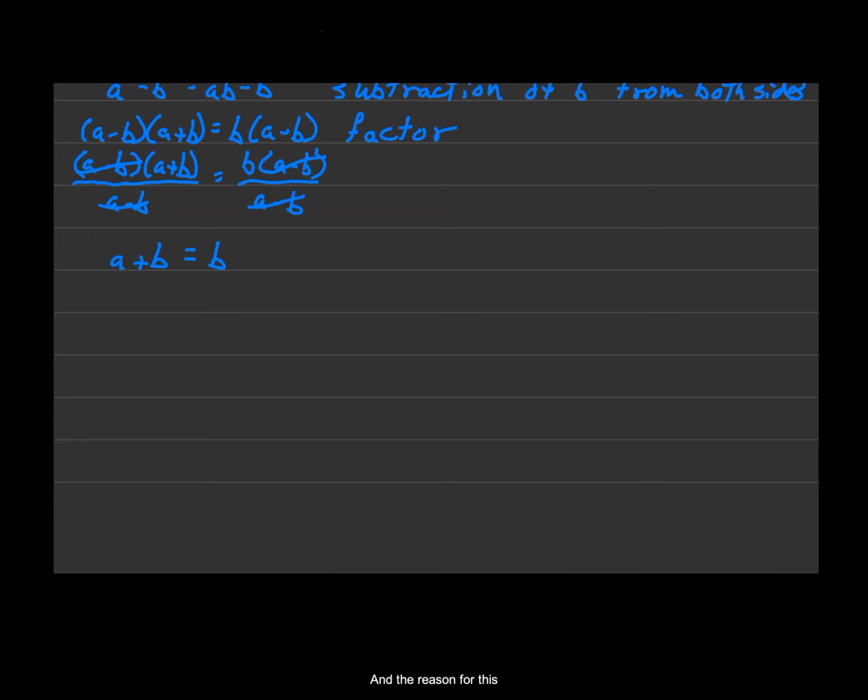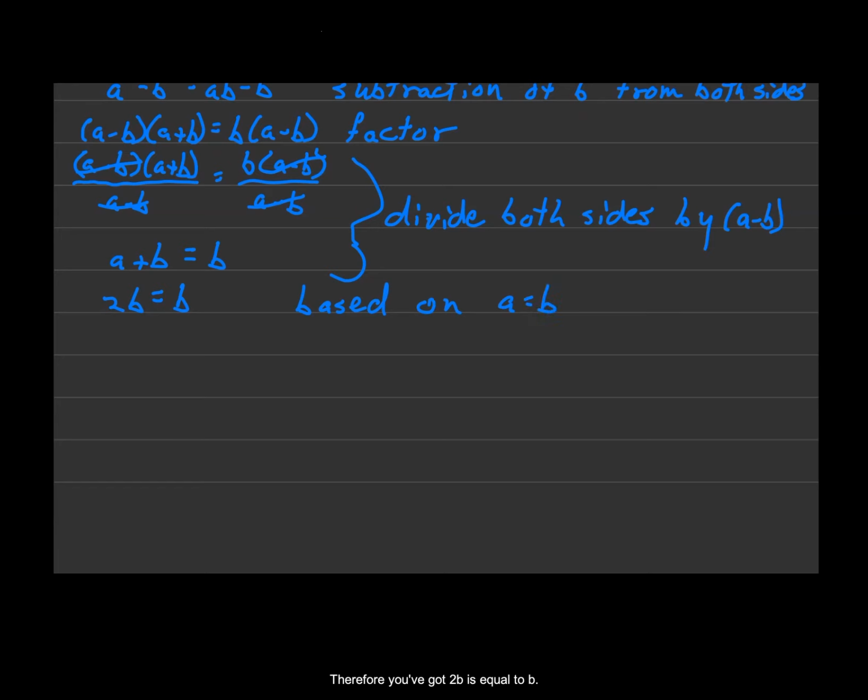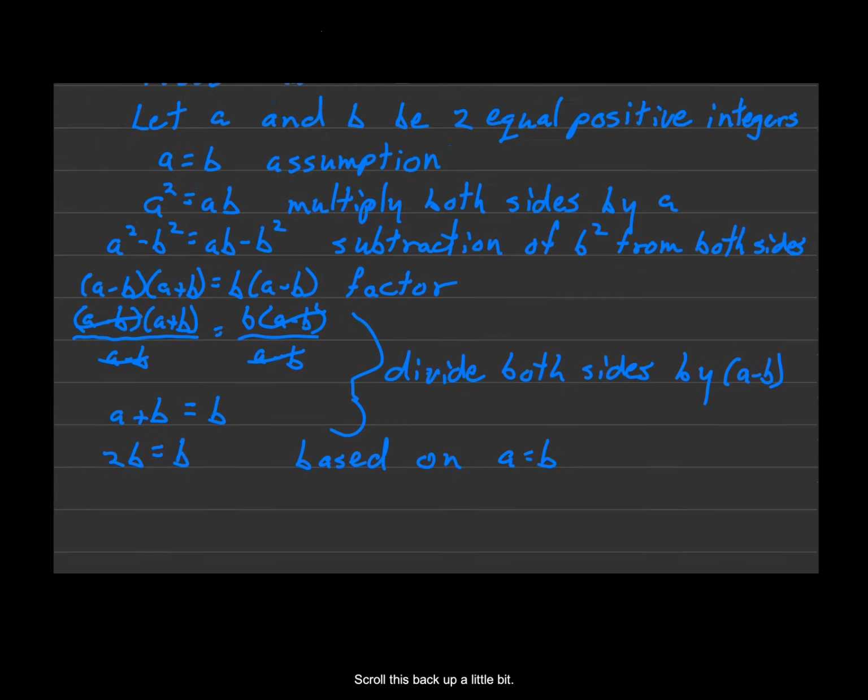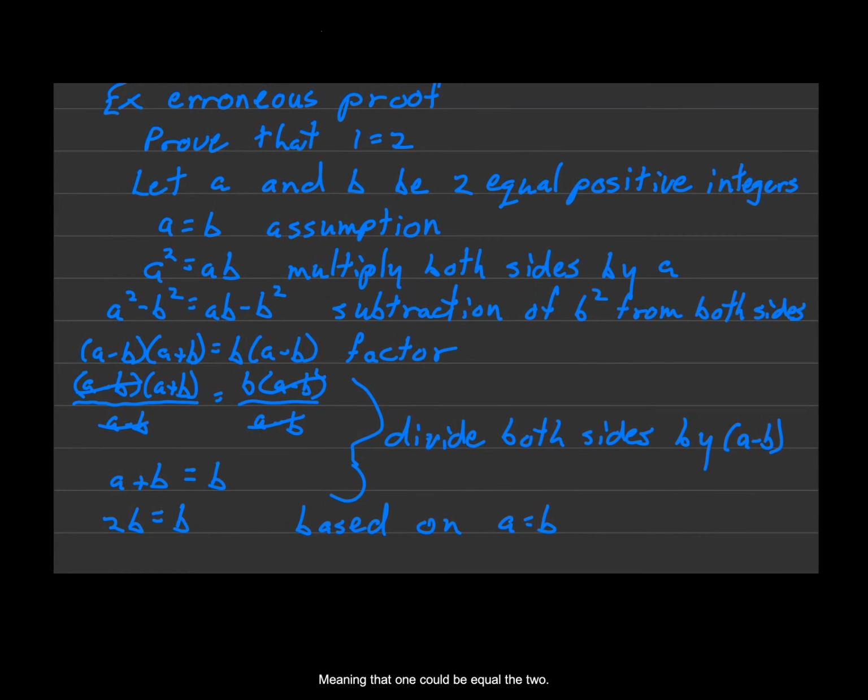And the reason for this was divide both sides by A minus B. Now that we have A plus B is equal to B, that simply means that we have 2B is equal to B. That was based on our beginning assumption, based on A was equal to B. Therefore, you've got 2B is equal to B, meaning that 1 could be equal to 2.